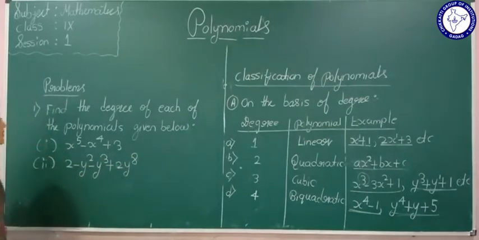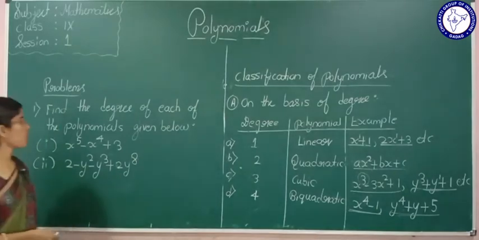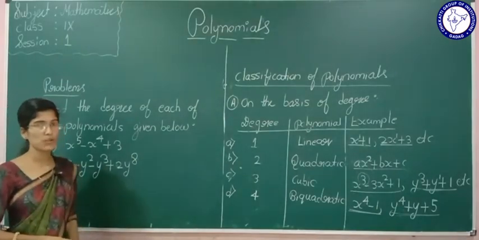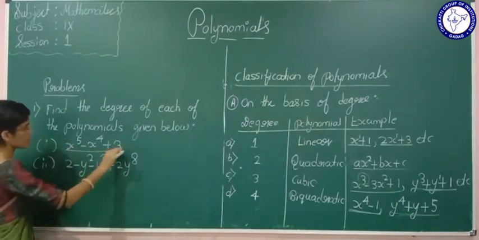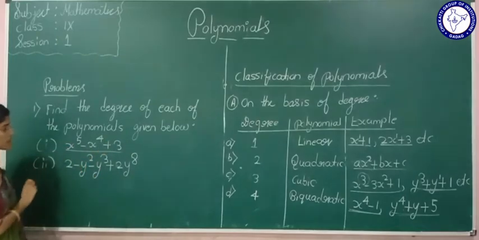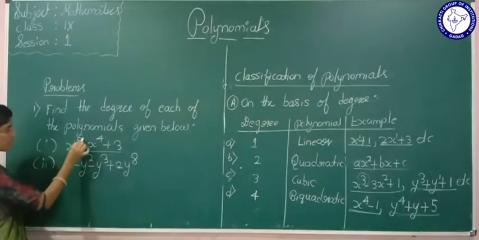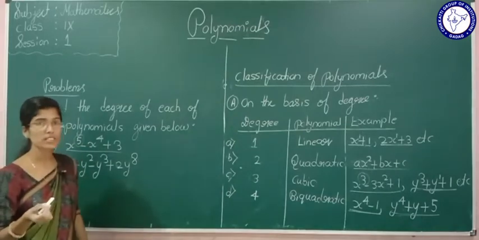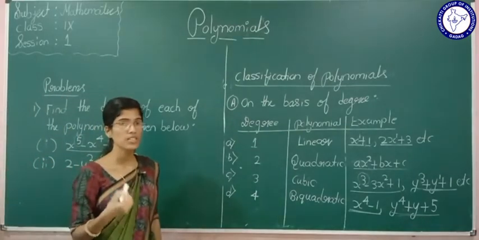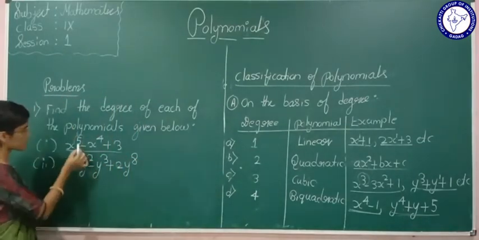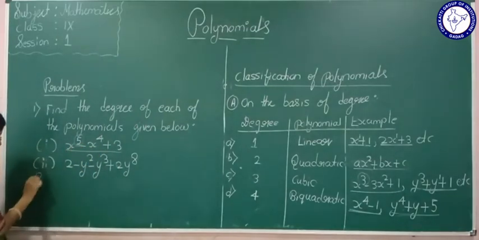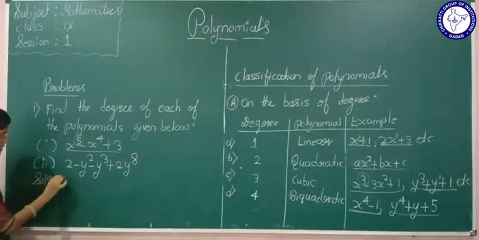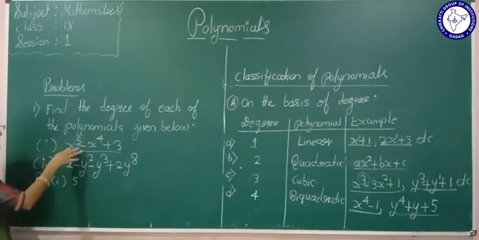Now see here, find the degree of each of the polynomials given below. We have to find out the degree of this polynomial. What is the degree of this polynomial? Tell me students. Definitely it is 5. Again recap, what is the degree of the polynomial? The highest power of the variable. What is the highest power of the variable here? 5. So the first answer is 5. The degree of the polynomial is 5.